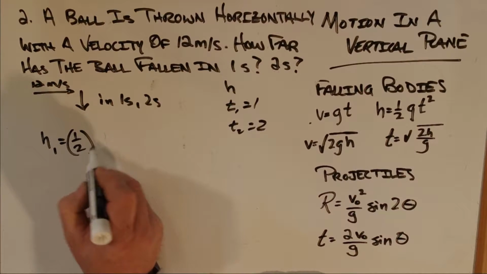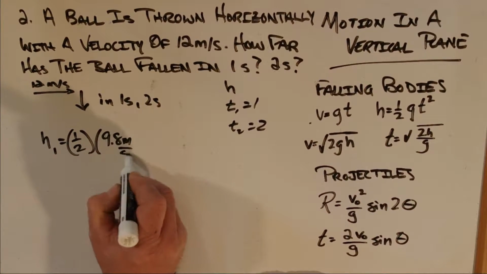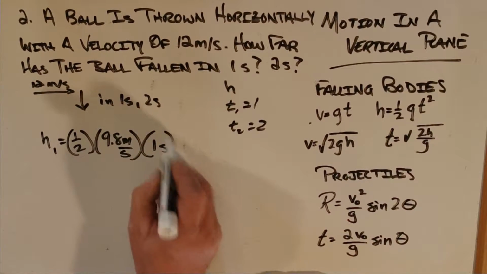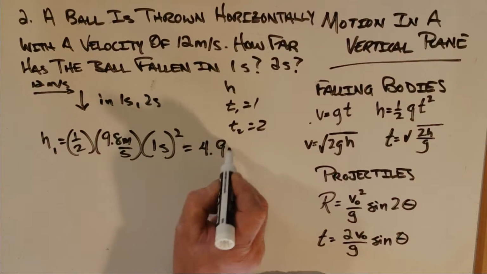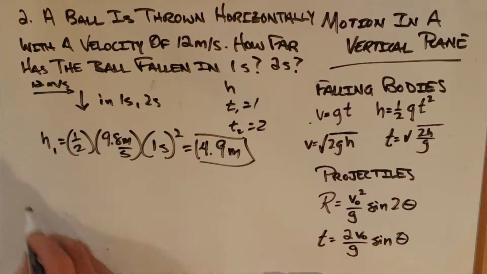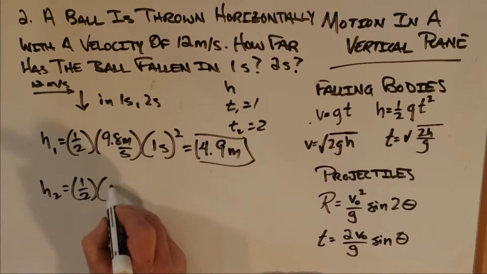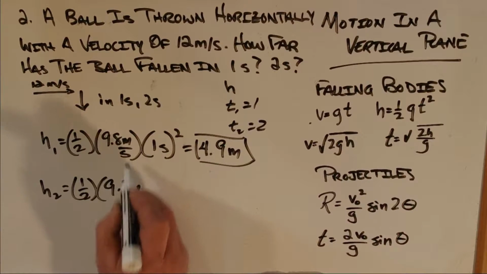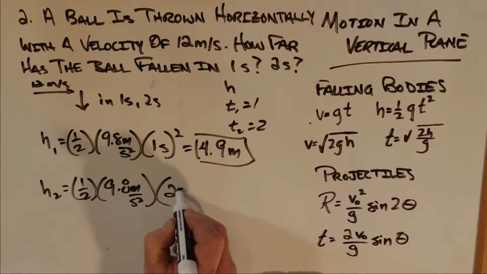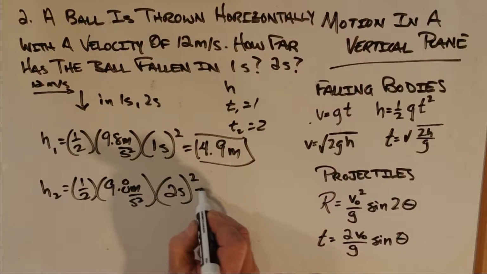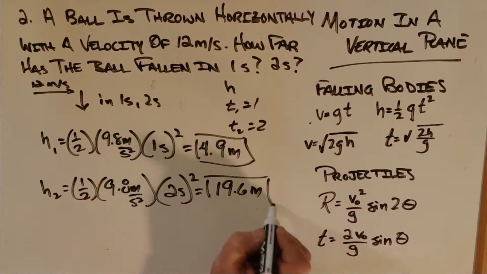So we'll use the equation height is equal to 1/2 times the gravitational constant times time squared. So for height, or the distance fallen in 1 second, it's 1/2 times 9.8 meters per second squared, that should be, times 1 second squared to get 4.9 meters. And the distance fallen in 2 seconds, 1/2 times 9.8 meters per second squared times 2 seconds squared, and come up with a distance fallen of 19.6 meters.